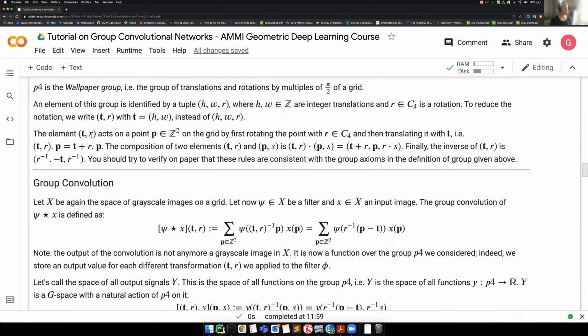First of all, it's easy to see how this group acts on a point on the plane. An element containing a translation and a rotation acts on a point P in the plane by first rotating the point with the rotation and then translating it with the translation. So P, transformed with T and R, is first a rotation of P by R, and then you sum the translation. Is this making sense for you?